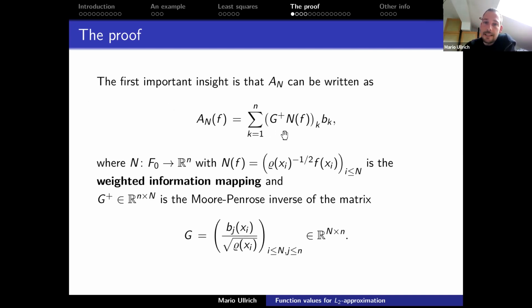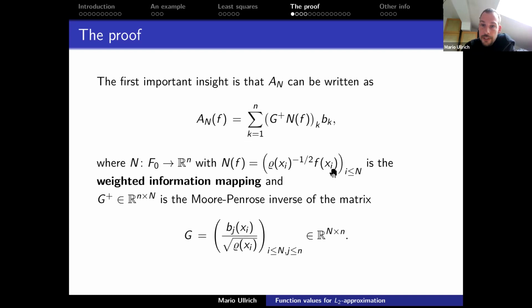And that's something you learn in the Numerics 1 course: a least squares algorithm can be written with the help of a Moore-Penrose inverse of a matrix. In this specific case, you need some computations, clearly, but just believe me, you can write the algorithm I have by this sum. And here, as I said, NF is now the weighted information mapping.